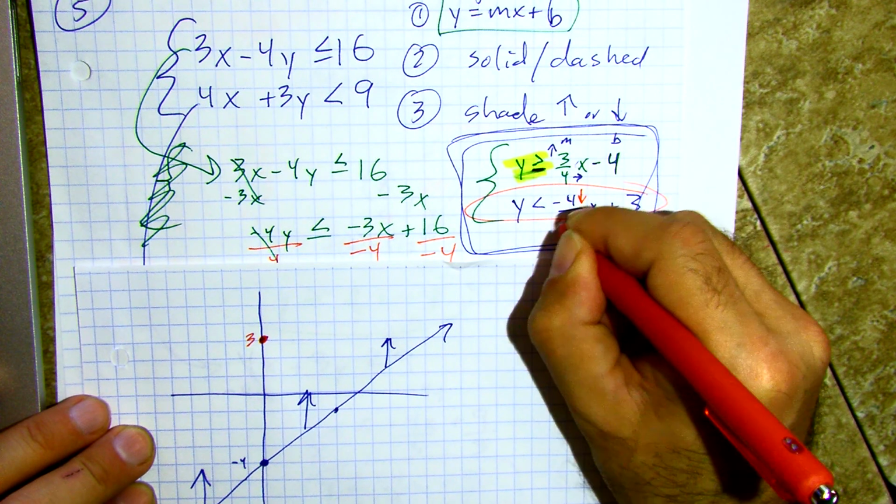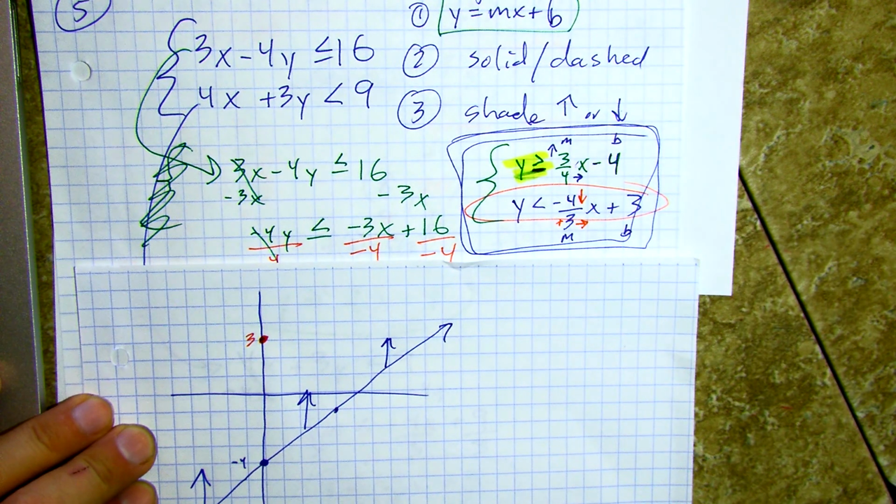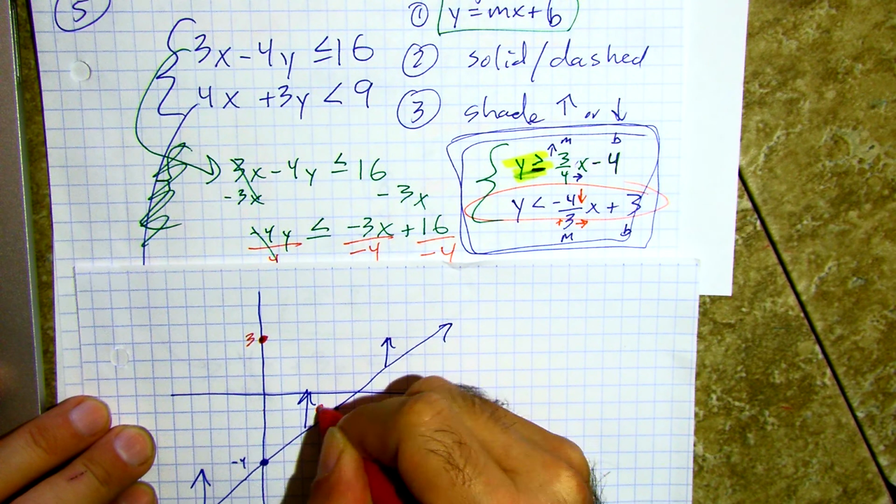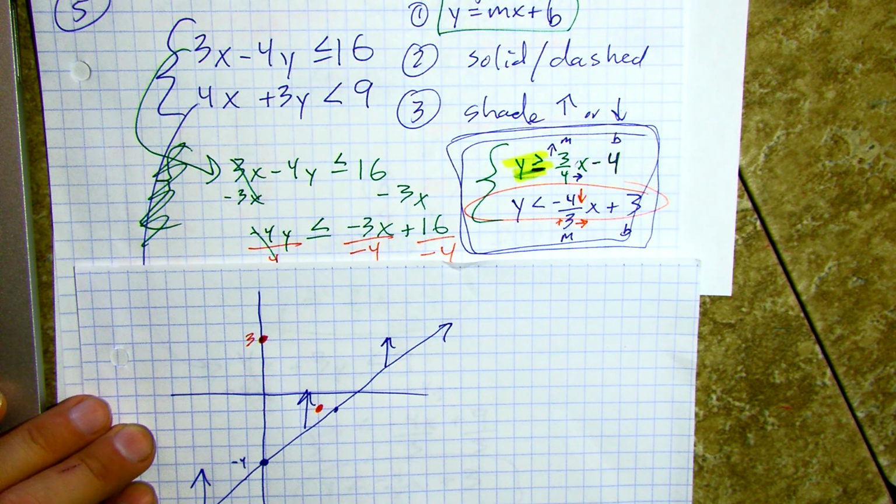All right. Now, when I look at this, is it going to be dashed or solid? There's no equal option here. It's just less than. So because it's just less than, our solutions have to be off of the line. So we're going to make a dashed line.